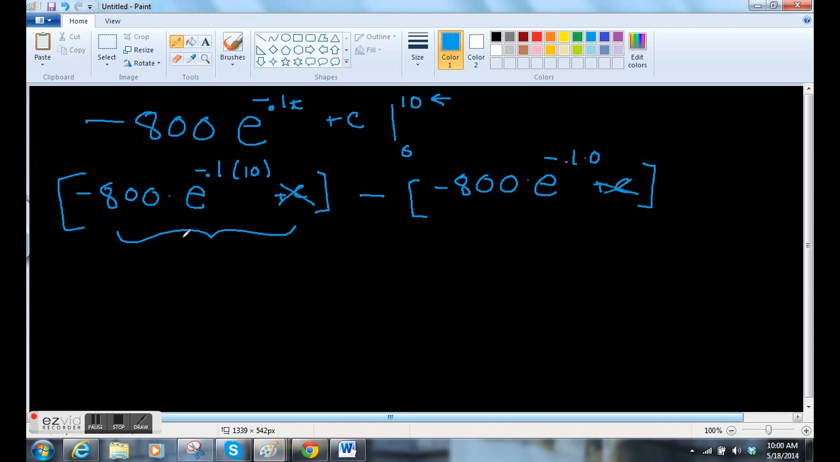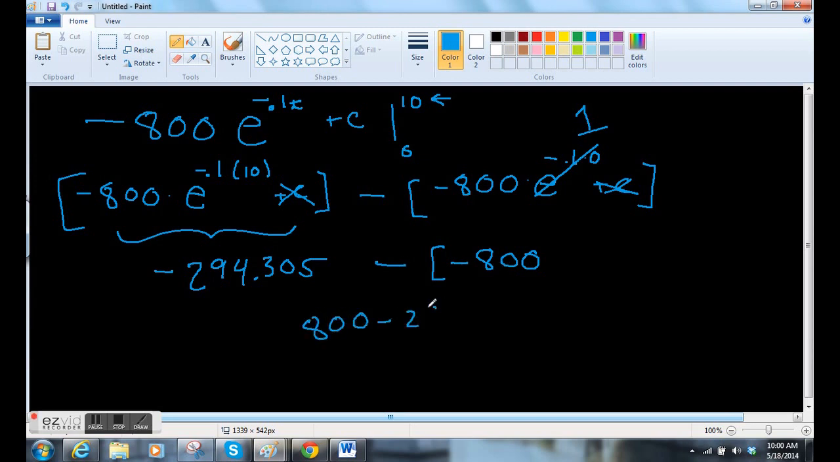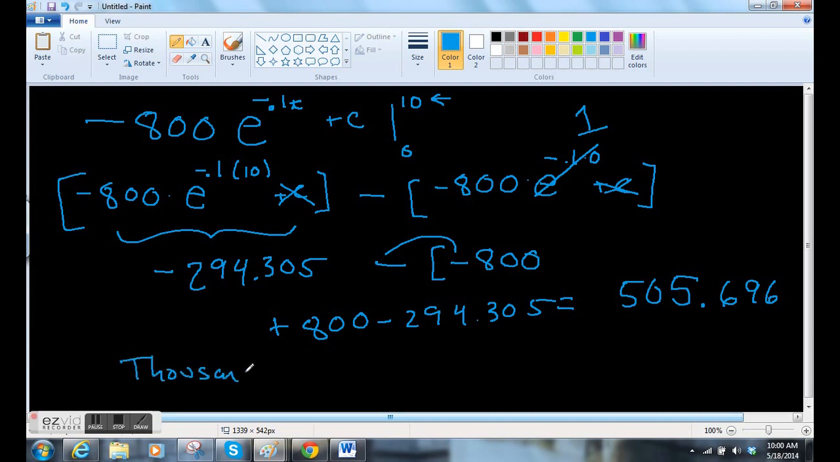This is negative 294.305 approximately, minus negative 800, because e to the 0 is 1. So you basically have 800 minus 294.305, because that minus minus makes a plus. So your answer is 505.696. So you're thinking, I only made $505? No, because it's in thousands of dollars. Thousands, my friends.